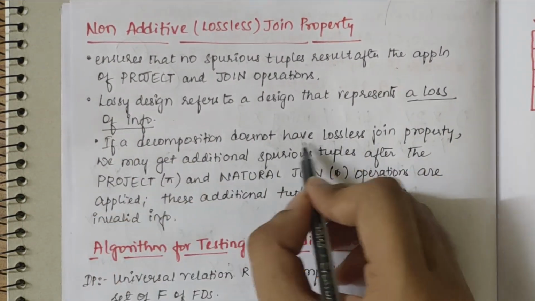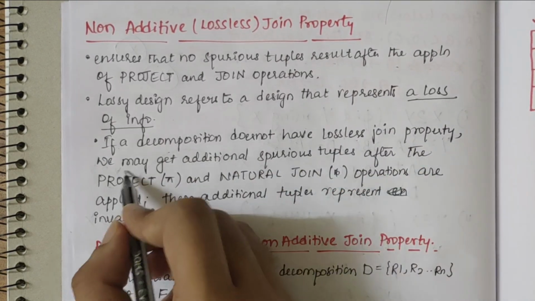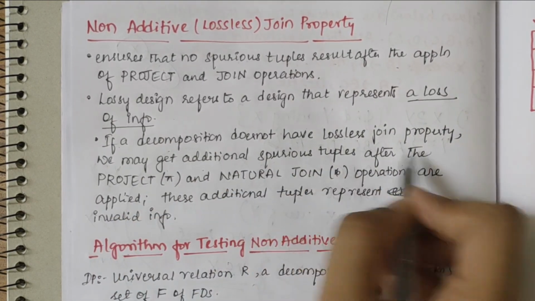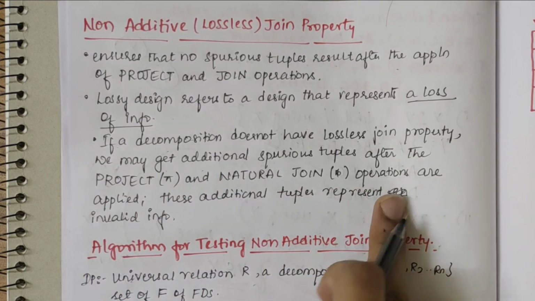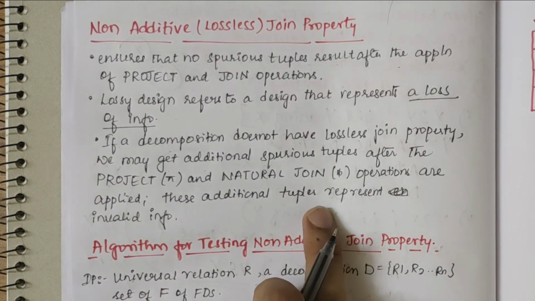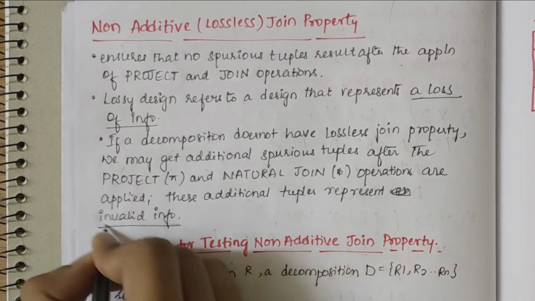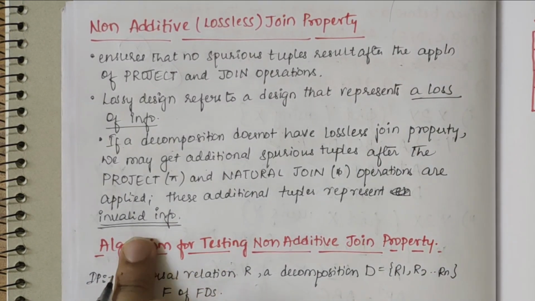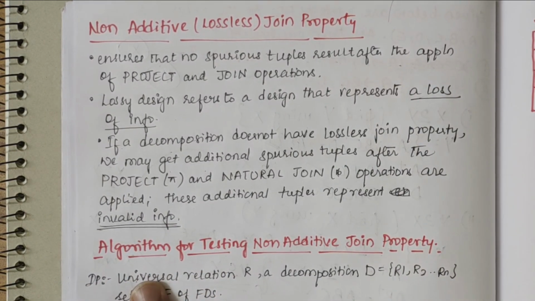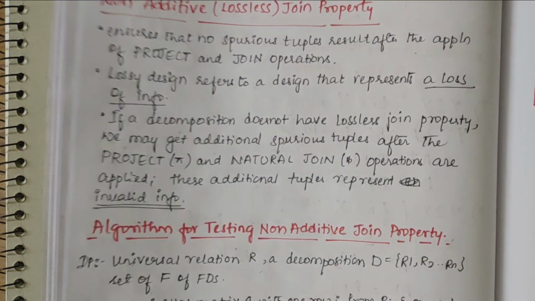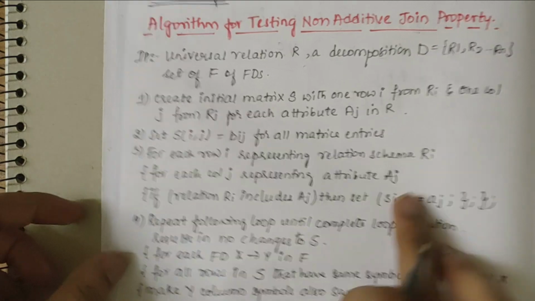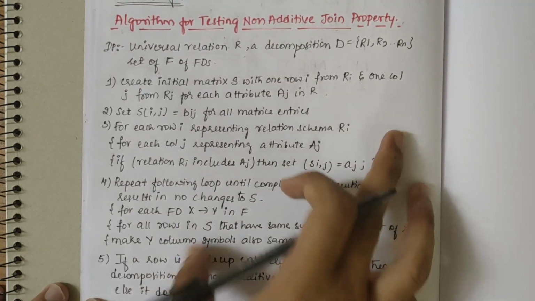If a decomposition does not have the lossless join property, we might get additional spurious tuples after the project and natural join operations are applied. These additional tuples represent invalid info. Not only do they represent invalid info, they also lead to redundancy. The efficiency and the throughput would be reduced in this condition. Looking at the algorithm, this is a complex algorithm, I would say.